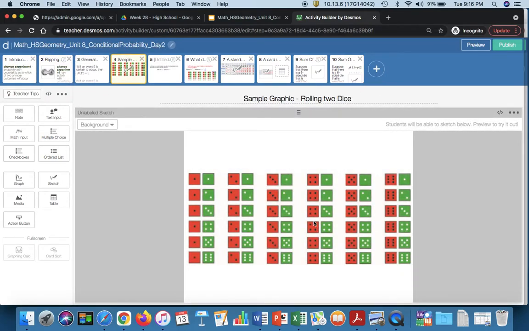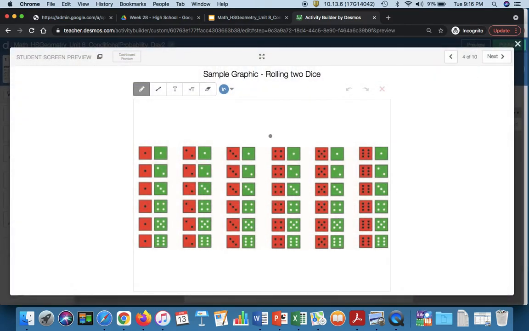A sample of rolling 2 dice, right? So this is a graphic I created. And again, I give students the opportunity to use the sketch feature in Desmos. I think it's very valuable, right? Especially, let's say we're talking about the probability of rolling a sum of 12, right? They could look through all these options and really circle which one we're talking about.